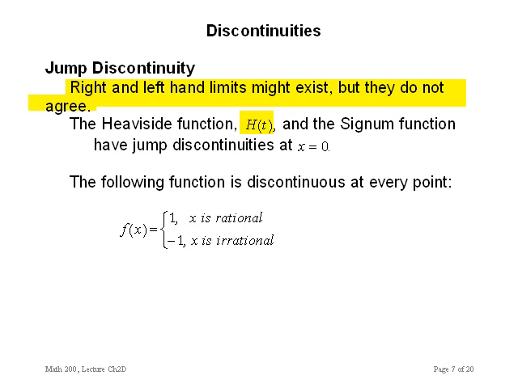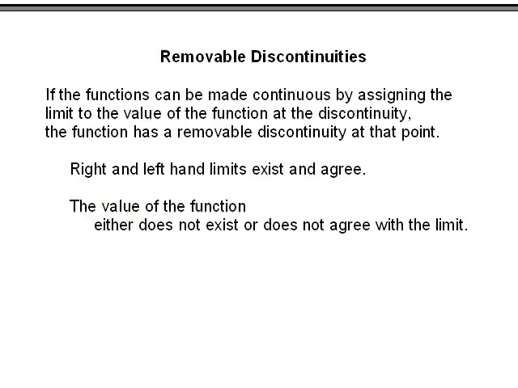The function is not continuous at x equals 0. Similarly with the signum function, there is a jump at x equals 0, therefore the function is not continuous at x equals 0. This function is discontinuous at every point. It's 1 if x is rational and minus 1 if x is irrational. Obviously, right next to every rational number is an irrational number, so this is a very discontinuous function.